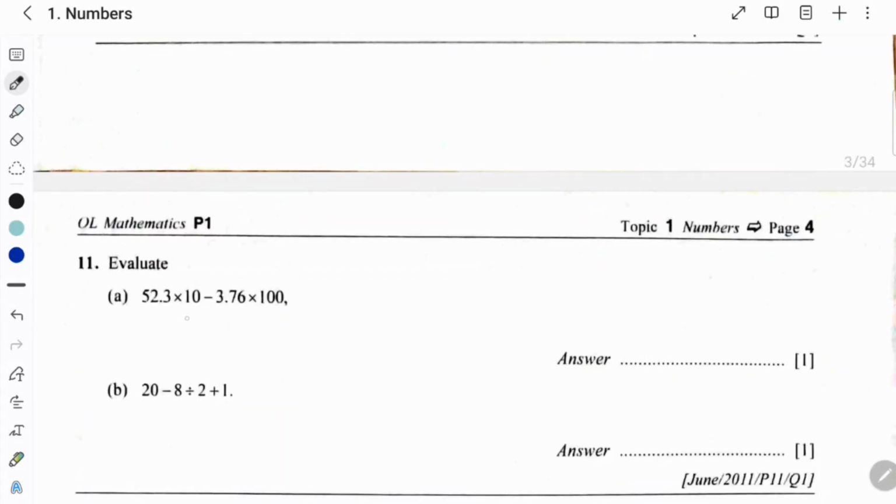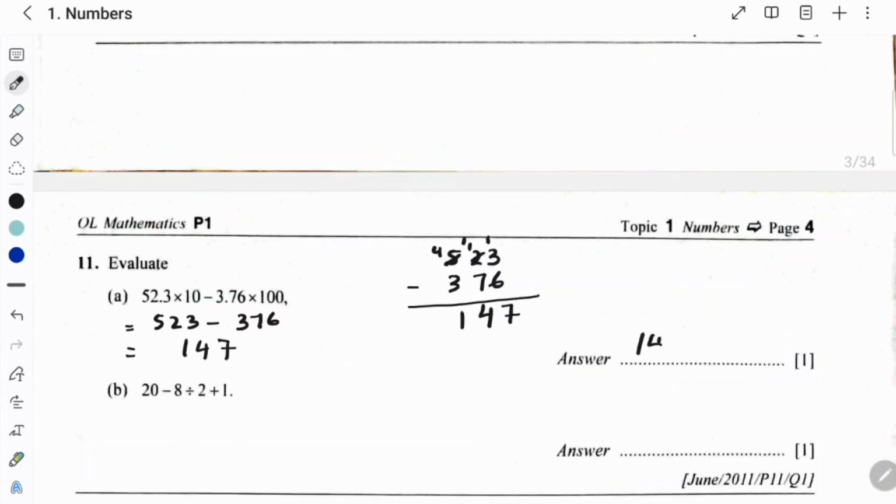Alright, now this question number 11. 52.3 means 523. And 3.76 means 376. Okay. Now you are going to subtract 523 and 376. You have to borrow one number, then it's becoming 1 here. 13 and 6, if you subtract, you will get 7. Now you have to borrow one more number, that will become 11, and here it is 4. 11 and 7 will become 4, and 4 and 3 is just one number. So 147 is the answer for this question.